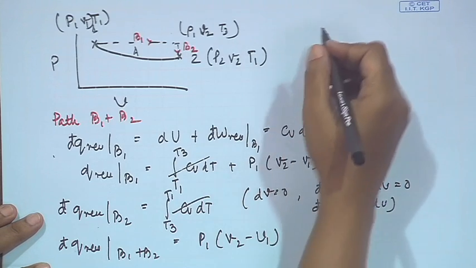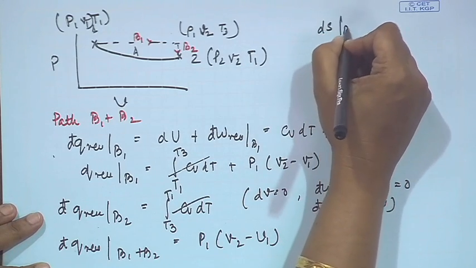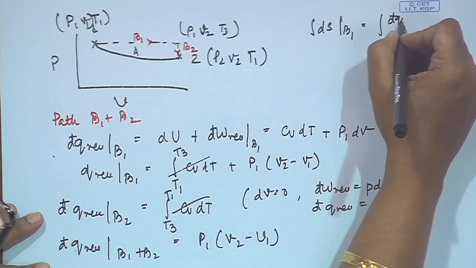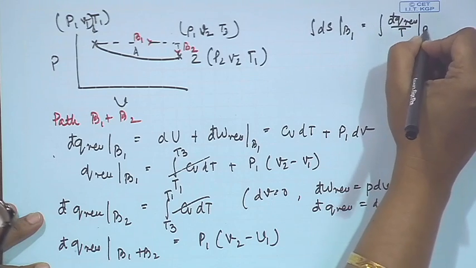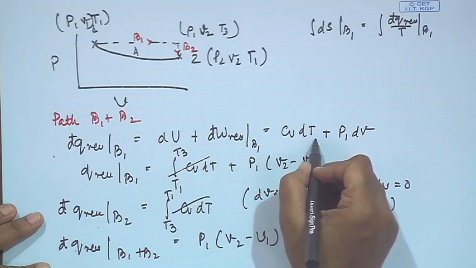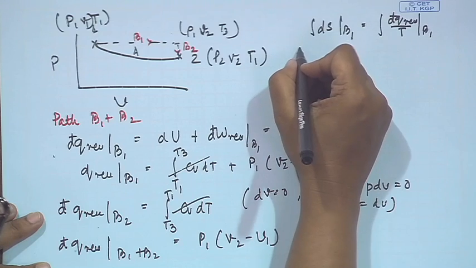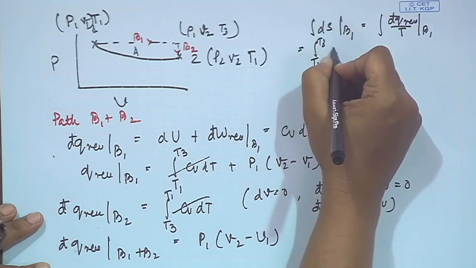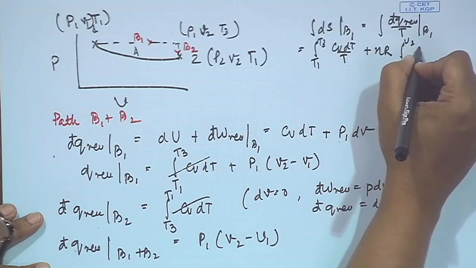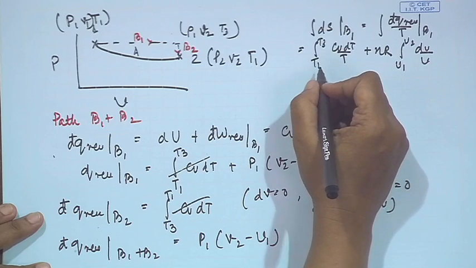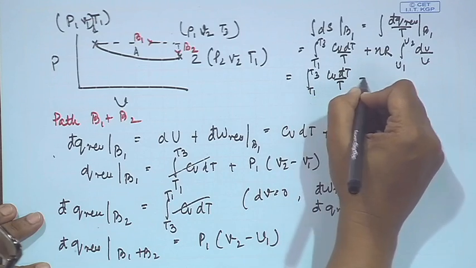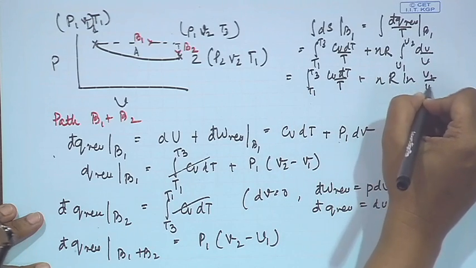What is the entropy change now? Let us see. Entropy change dS along B1 is the integral of dq reversible by T along B1. I need to integrate this. So what does it amount to? Integral T1 to T3 Cv dT by T plus nR integral V1 to V2 dV by V, agreed, which is nothing but integral T1 to T3 Cv dT by T plus nR ln V2 by V1.